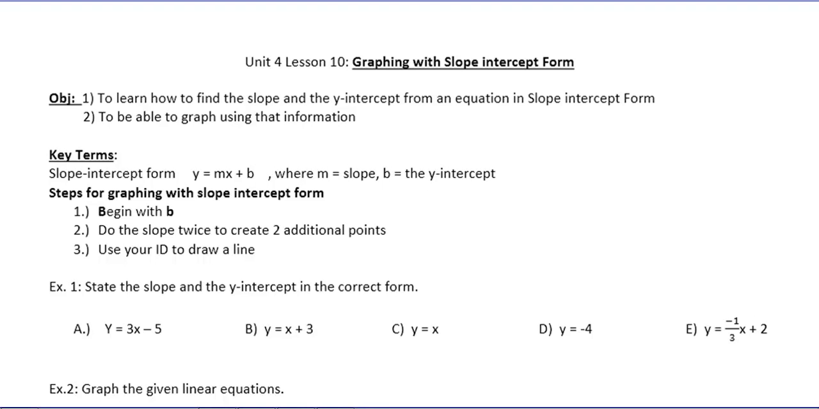Unit 4, Lesson 10, deals with graphing lines from slope-intercept form. We want to be able to find the slope and y-intercept from an equation in slope-intercept form and then use that information to graph. This is the third method of graphing that we're learning.